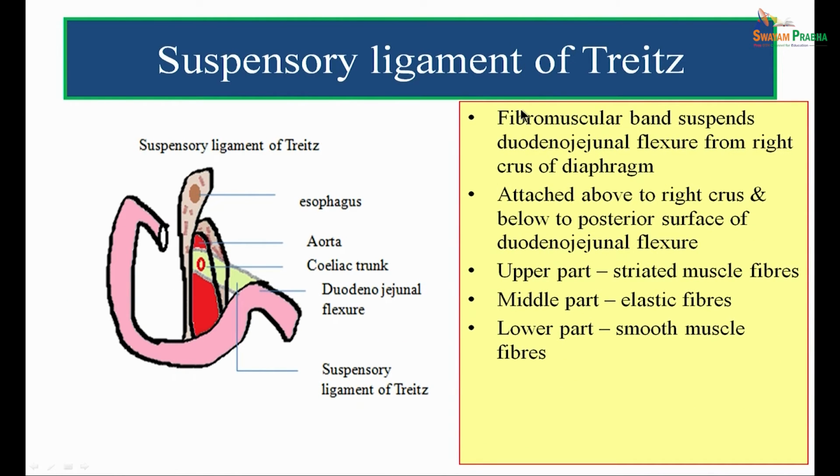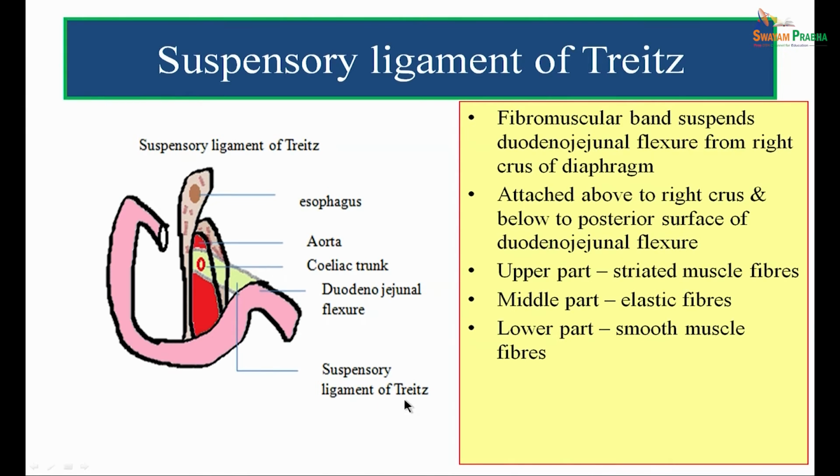Now, there is another important ligament which holds the duodenojejunal flexure in position normally, which is known as the suspensory ligament of Treitz. So, that is the duodenum. You find the right crus of the diaphragm, the aorta is there, and the yellow colored one is the suspensory ligament of Treitz.